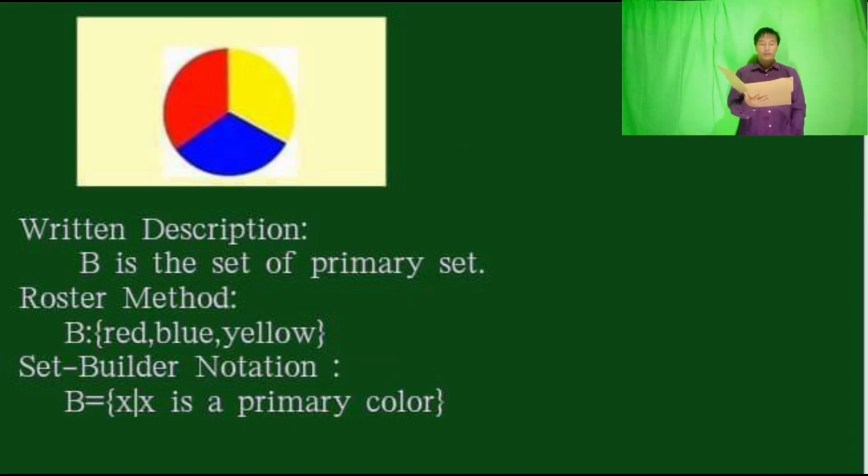Now let's describe the set of these three colors. The description could be: B is the set of the primary colors. Or using the roster method, B is the set where the colors are red, blue, and yellow. Or using set builder notation, set B would be the set of x such that x is a primary color.